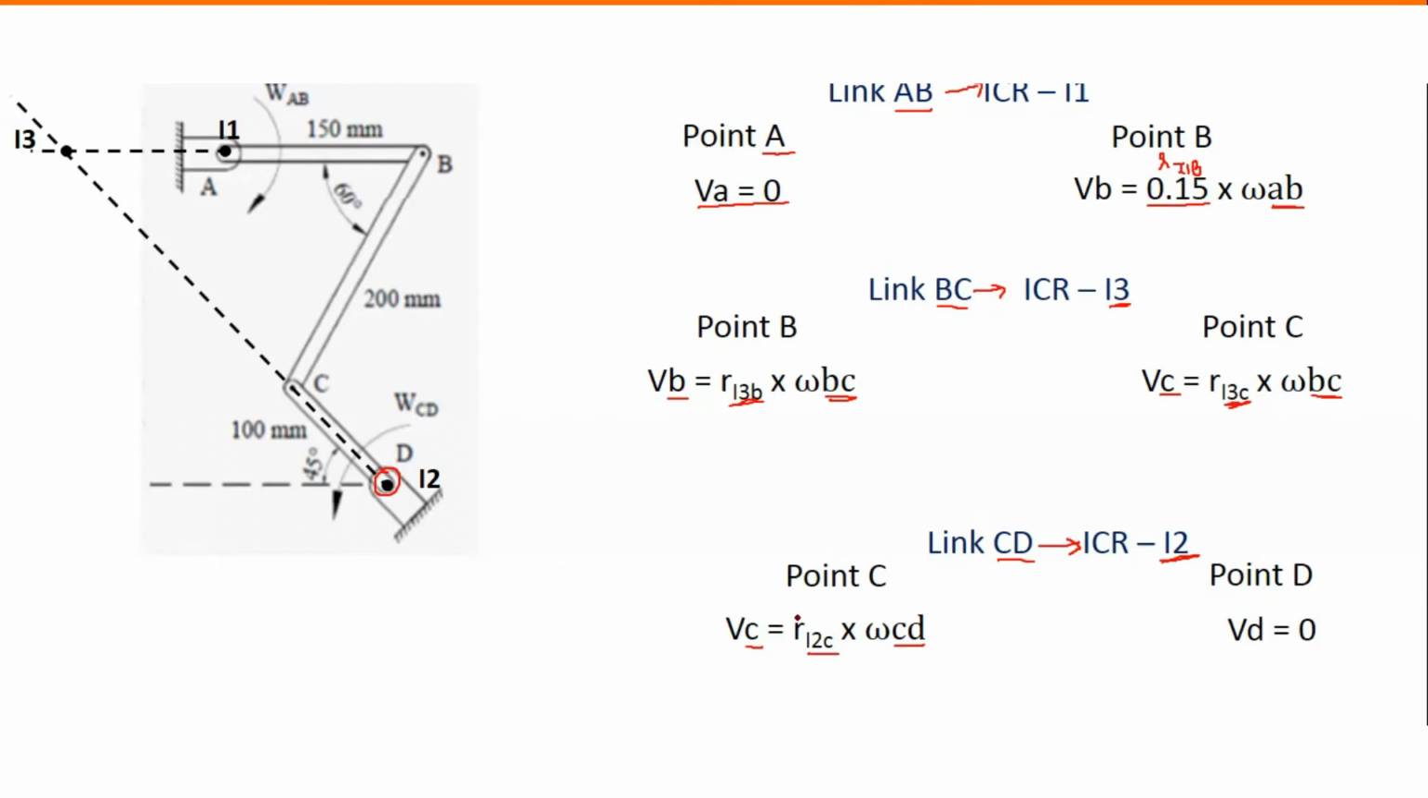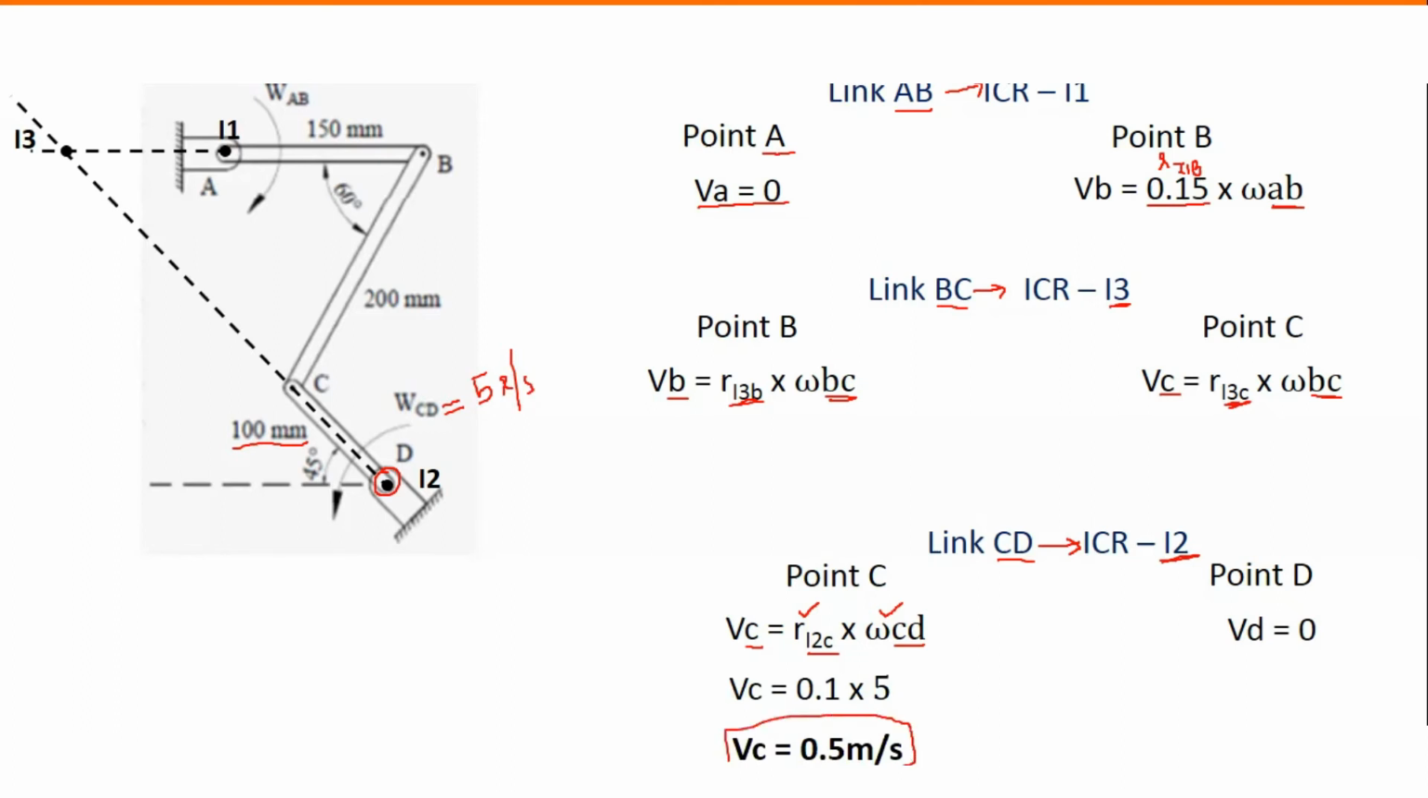But you can see that this distance is already given to us and this omega CD is also given to us in the question. You can see here CD is given to us as 100 mm, that is 0.1 m, and omega CD was also given in the question as 5 radian per second. So I will just substitute that because I know both the values, and I will get the answer for VC as 0.5 meter per second.